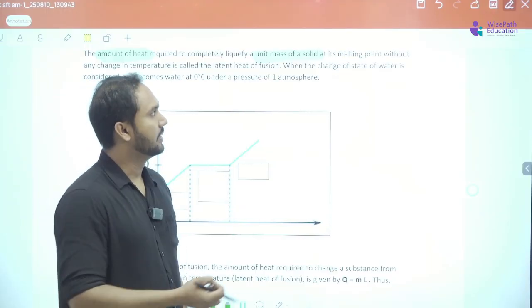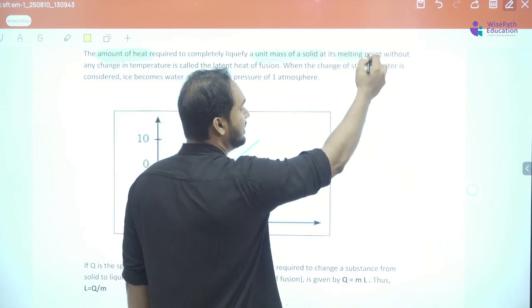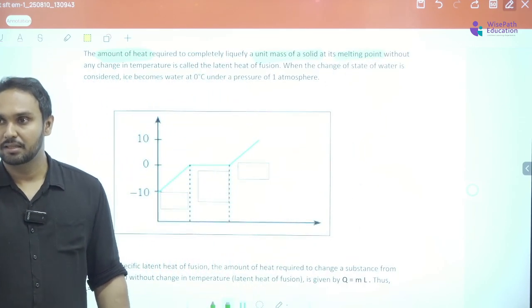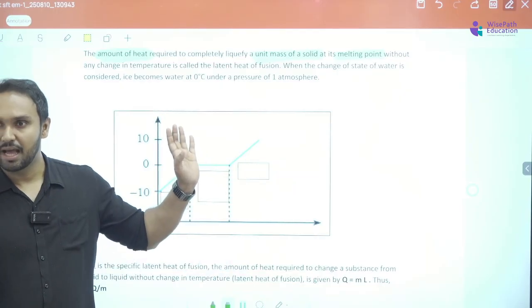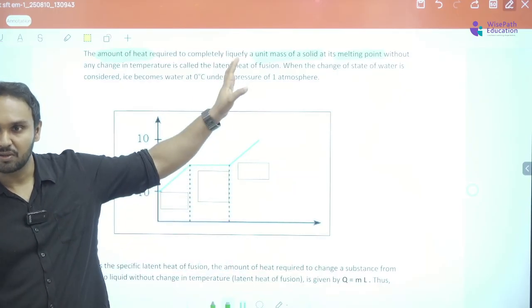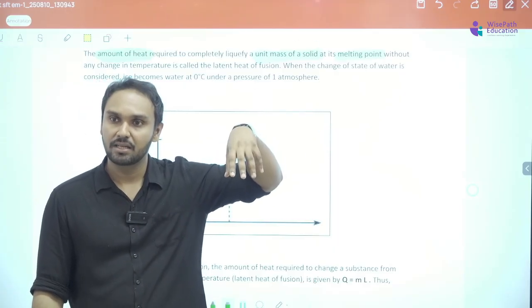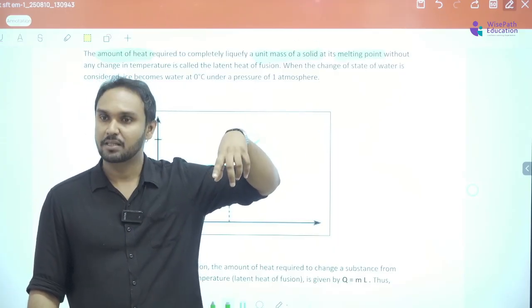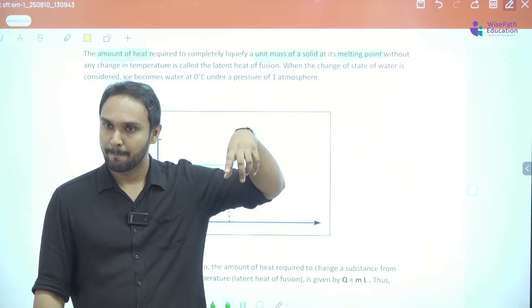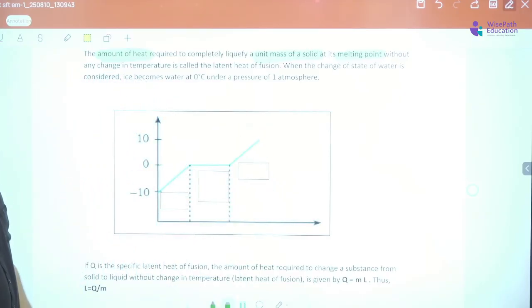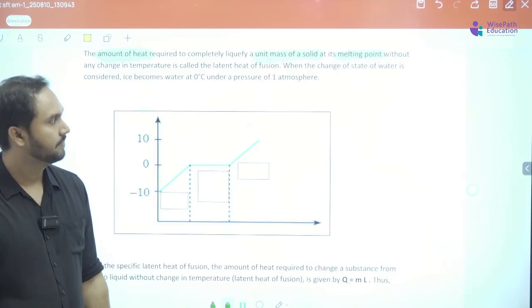At this melting point. And this happens at the melting point, isn't it? The state change occurs at a certain temperature. The fusion occurs at its melting point. If it is ice, that will be its freezing point, which is 0 degrees Celsius. Without any change in temperature is called the latent heat of fusion.